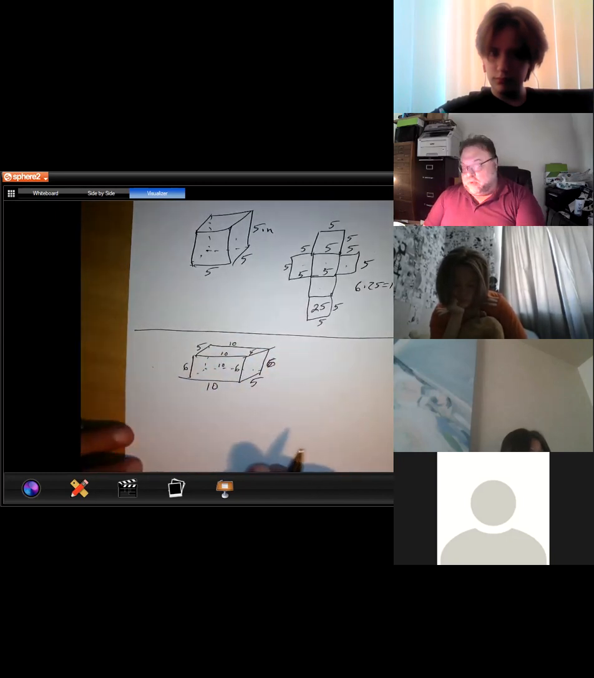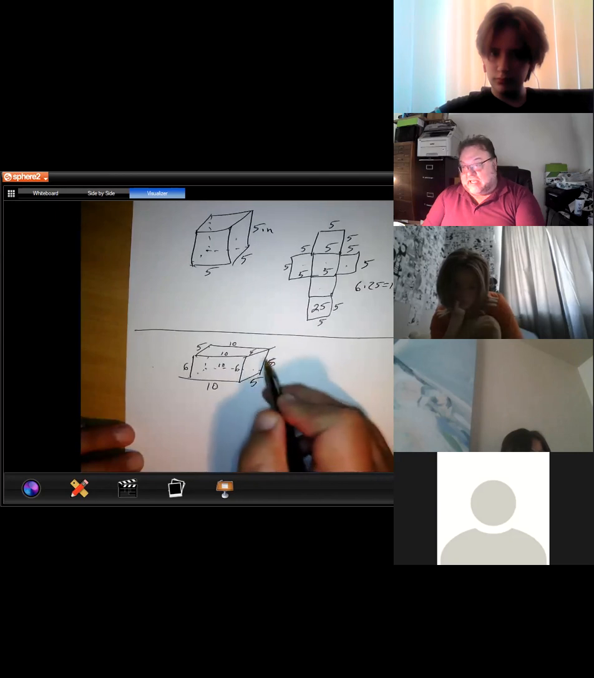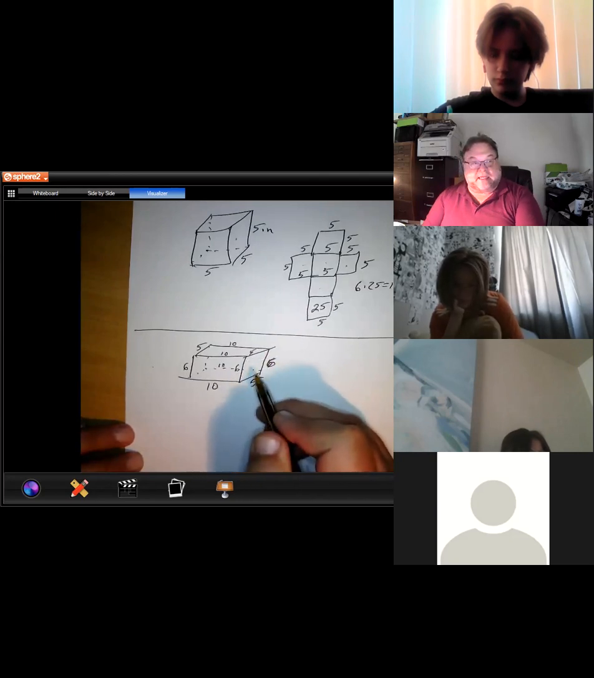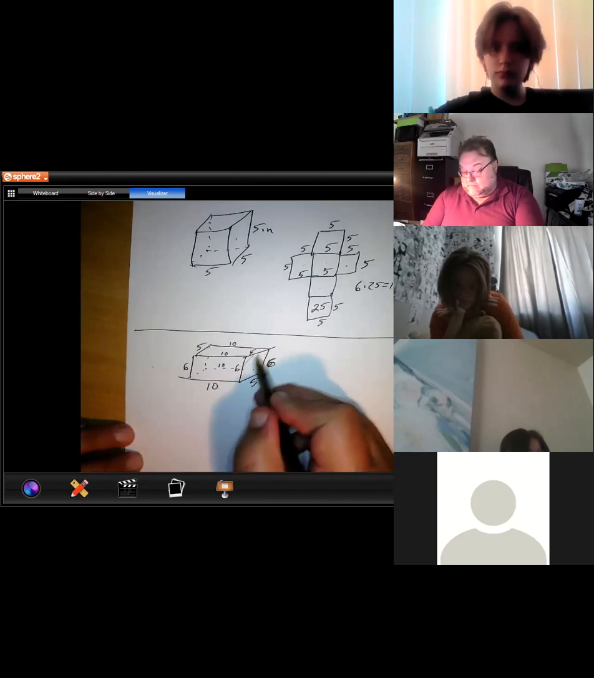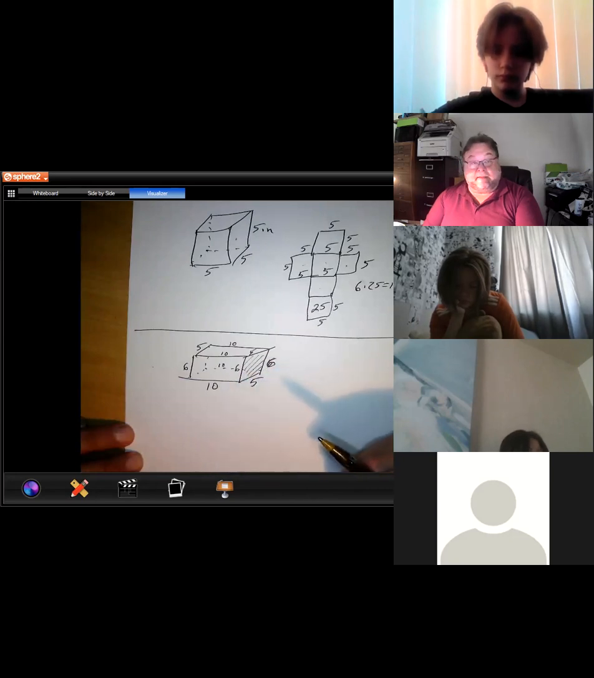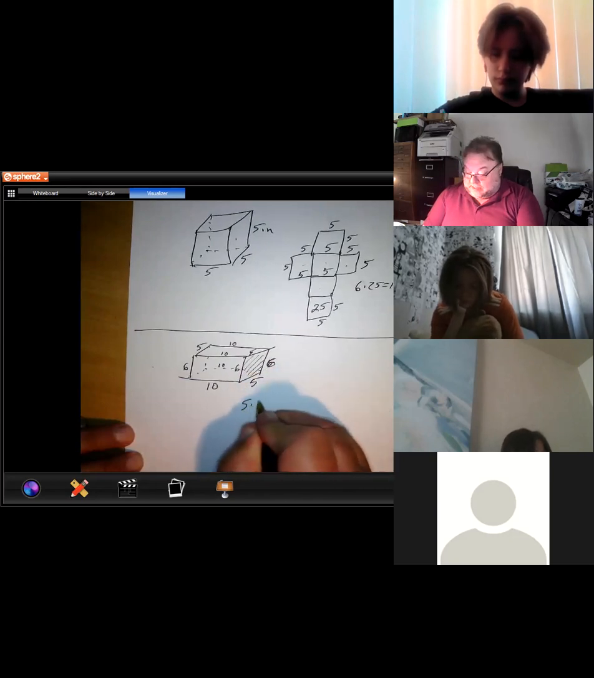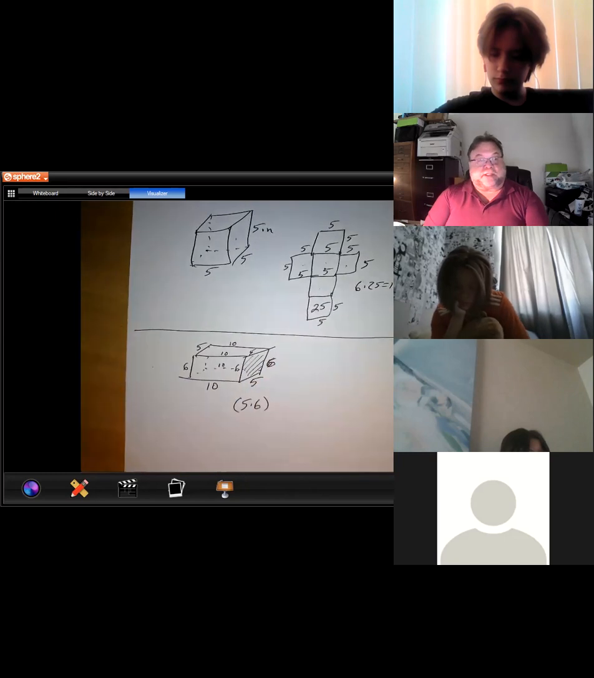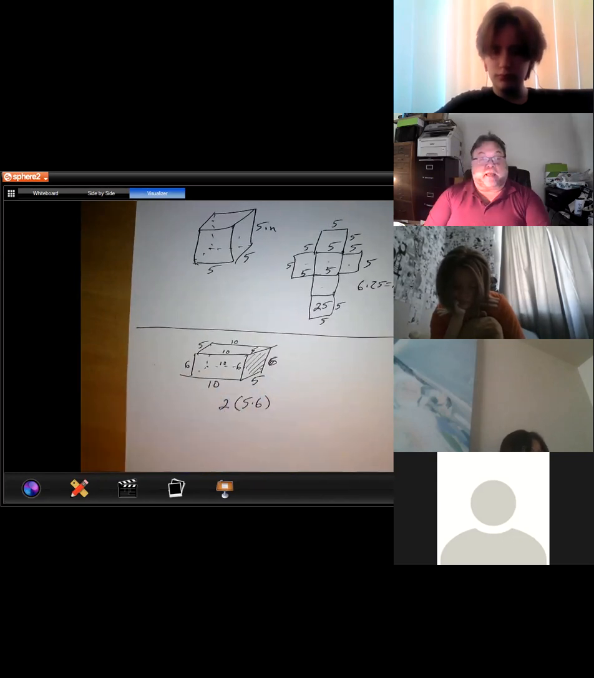So if you look at this end right here is going to be 5 by 6, isn't it? Right here. So I'm going to write 5 by 6. How many of those faces are there? They're the same size. There's 2, right? Because the other side of the box is going to be identical, right? So I'm going to say that we're going to have 2 of those.